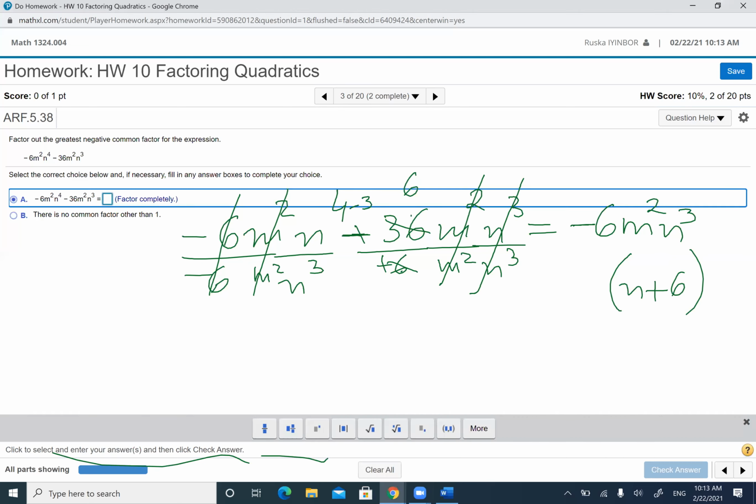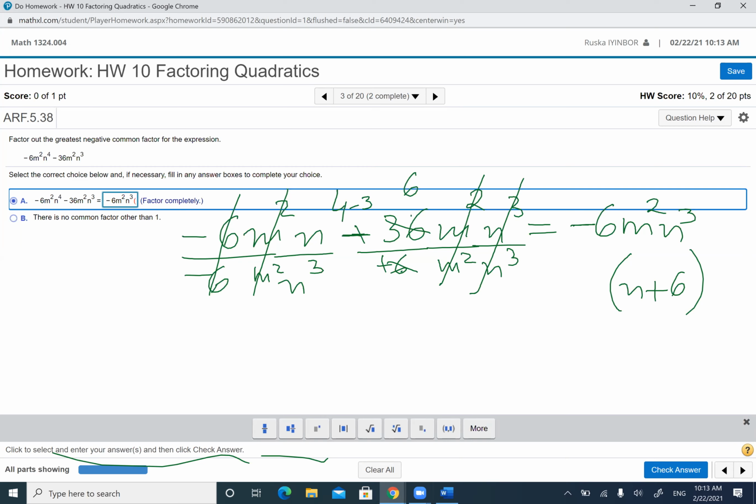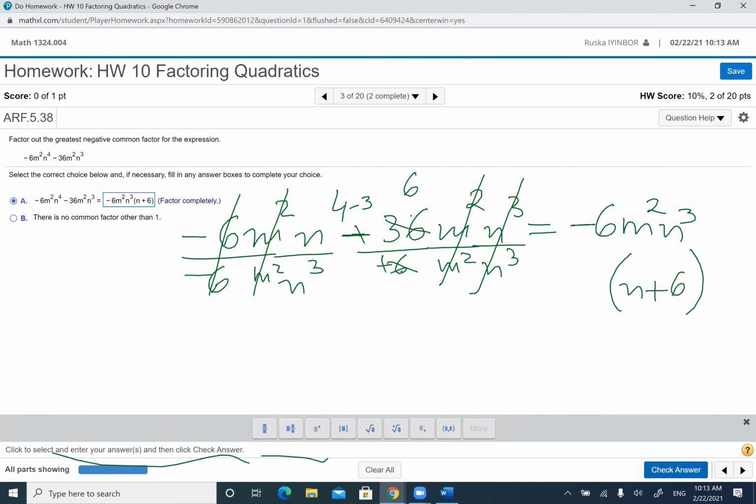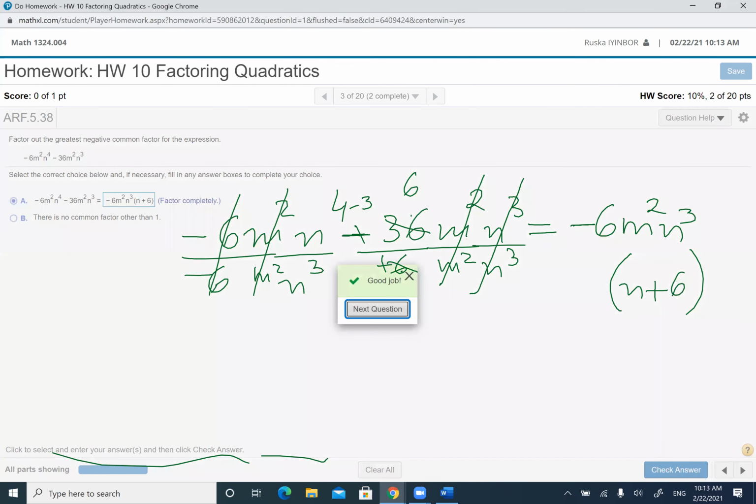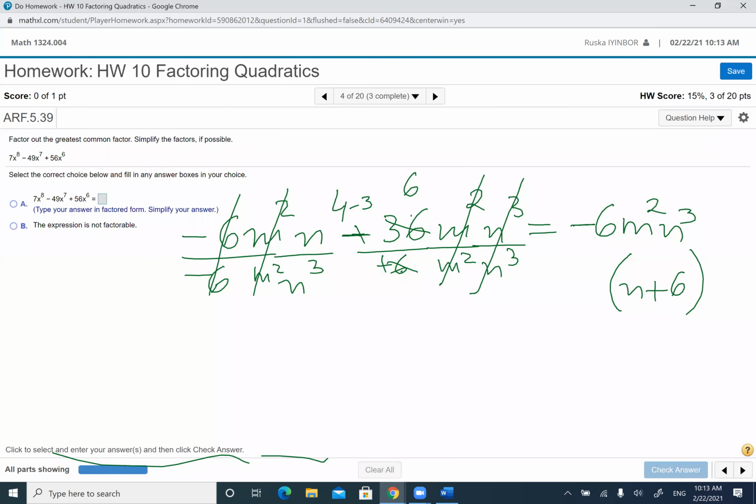And I'm going to put it in. I have negative 6m squared n with exponent 3, parentheses n plus 6. Okay, that's how you factor it. Okay, and the next one is the same way.